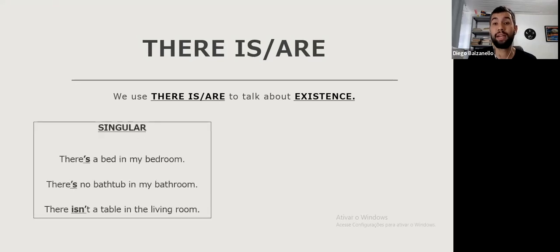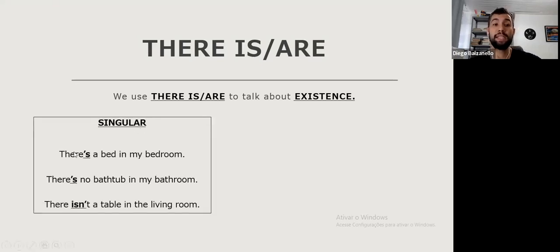We use there is and there are for existence. So the singular form we use here. There's a bed in my bedroom. There's no bathtub in my bathroom. There isn't a table in the living room. So here you see that we use there's, and there isn't, which means affirmative, negative in the singular. And there's here is the contraction of there is.